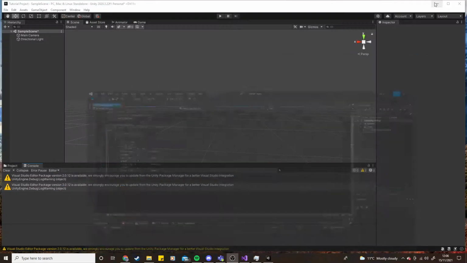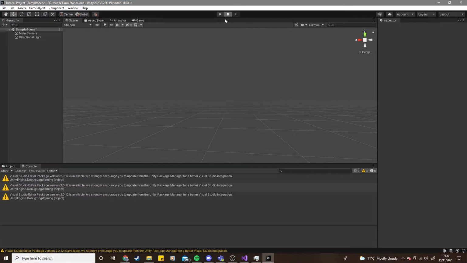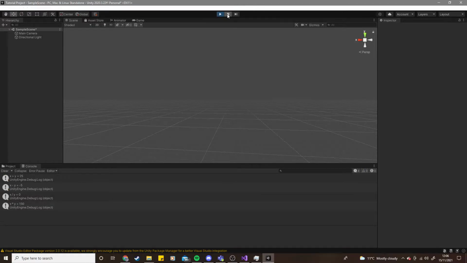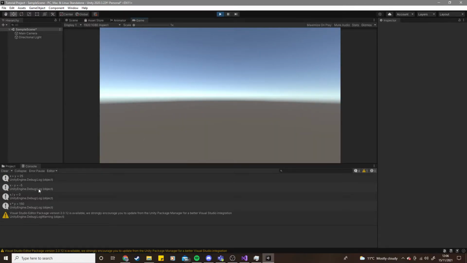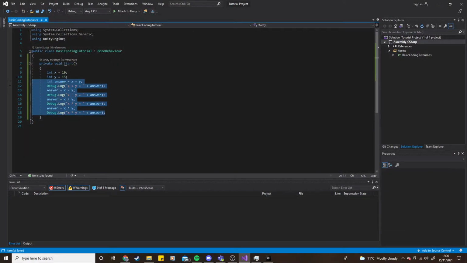Okay, let's play. There you go. What's that? X plus y, 25, correct. X minus y, minus 5. Divided by y, 0. Interesting. It's because it's an integer, not a float, so it can't give us any decimal places. And x times y equals 150. Perfect. So that's some basic multiplication.